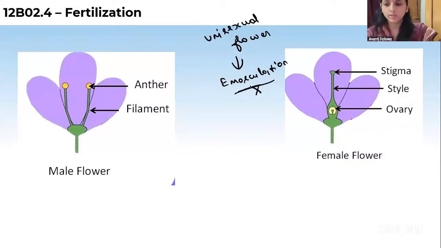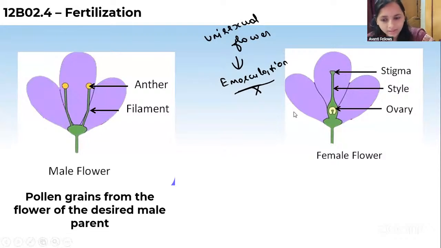So in the unisexual flower, we select a male parent, collect the pollen grain from it, dust that pollen grain on the stigma of the selected female flower, and do the bagging. That's it. After the bagging, the fertilization happens inside the bag. Do you understand this?